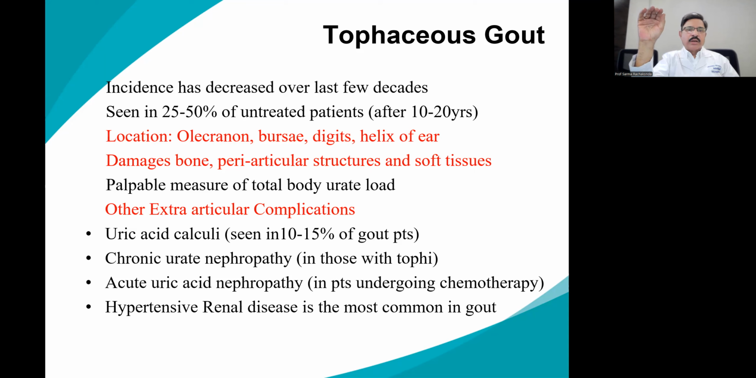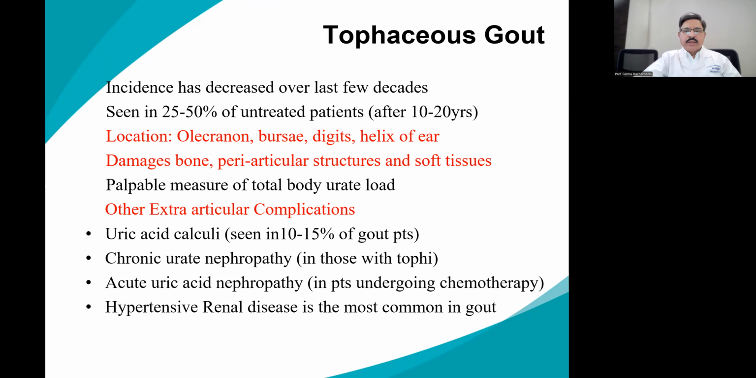Other extra-articular complications can also occur. What are the extra-articular manifestations of hyperuricemia or gout? One, uric acid calculi, 10 to 15%. Chronic urate nephropathy, and acute uric acid nephropathy, particularly in people who are undergoing chemotherapy. Because during chemotherapy, a lot of cell turnover will be there. The cancer cells are killed because of chemotherapy, and a lot of purines are released into the body, and there will be deposition in the tissue.